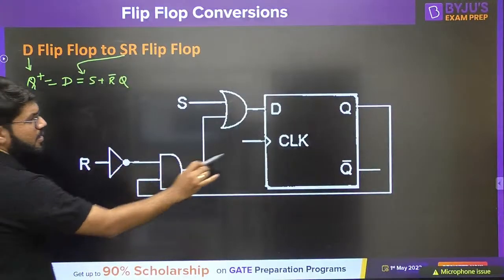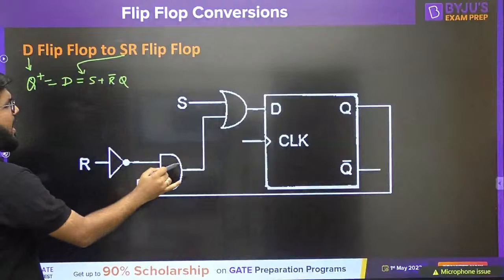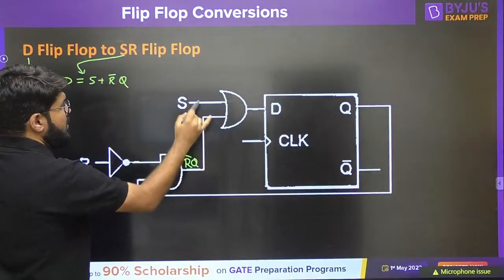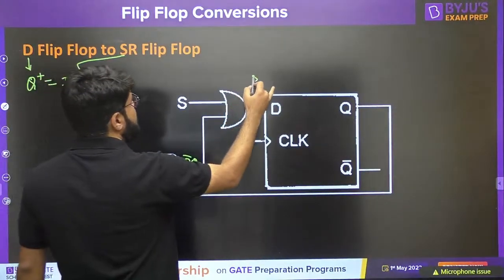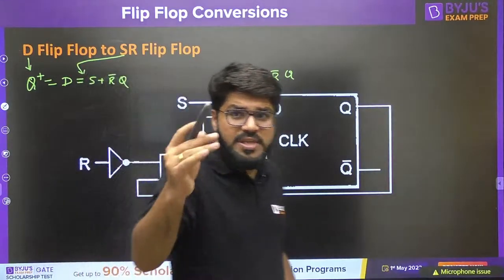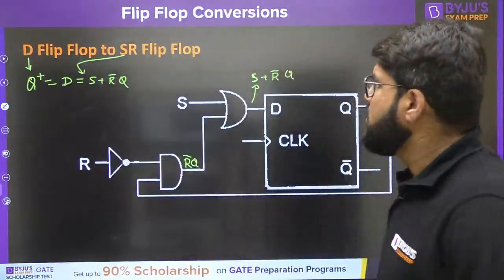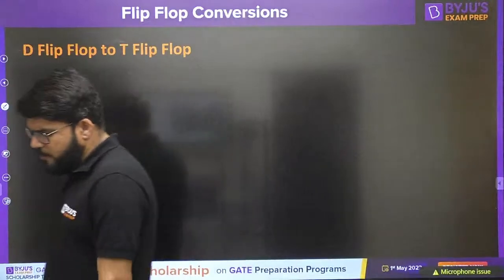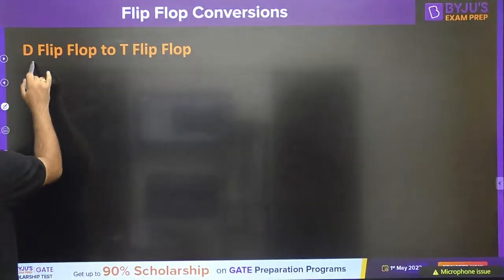So this is R bar. This is the Q variable. They are ANDed. This is R bar Q. This is S. So this is simply S plus R bar Q. Problem solved. By simple logic, in a few seconds, you should be able to convert a D flip-flop to the T flip-flop.